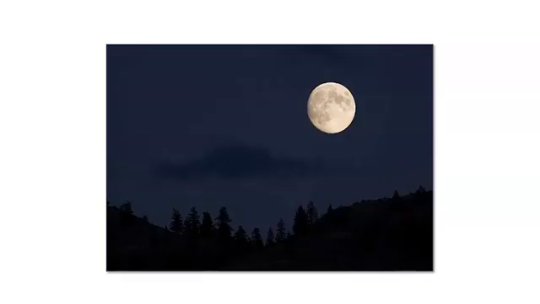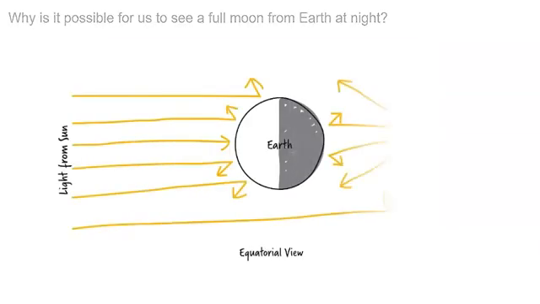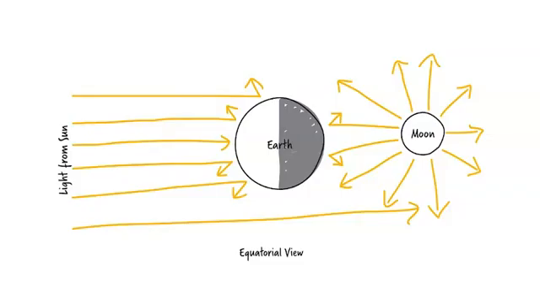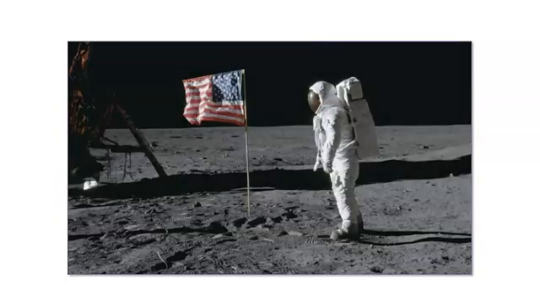So, are we ready to answer our original question? Why is it possible for us to see a full moon from Earth at night? I think we are. At the beginning of the lesson, we thought that the moon might emit its own light. But the shadows in the picture of the moon landing showed us that the moon only reflects the light from the sun. So why is it possible to see a full moon from Earth at night? You will have the opportunity to draw a diagram that explains why we can see the moon.